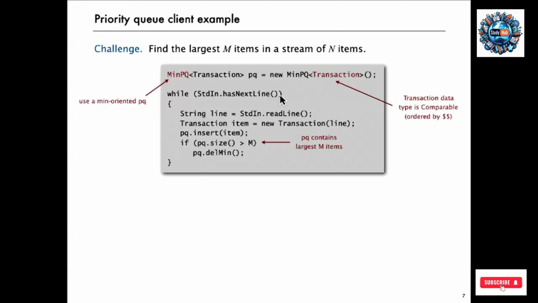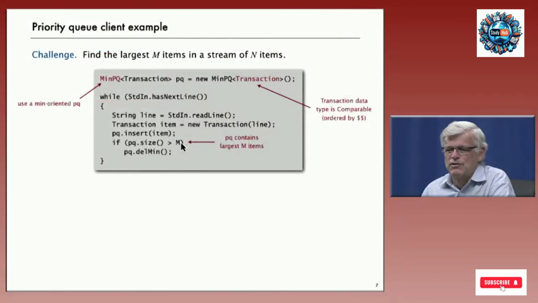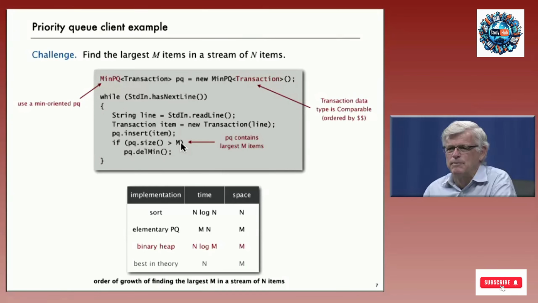Then we read from standard input. We read a line, build a transaction from the information on that line, and that'll fill in the fields. And then we put that transaction on the priority queue. Now, if the priority queue has more than M items because we inserted that one, then we want to delete the smallest one there. And that way, we're keeping track of the largest M. Whenever we get a new one, we throw away the smallest one that's there. So even with this huge stream of items coming through, we're only keeping track of the M largest items, and that's a fine canonical client for a priority queue.